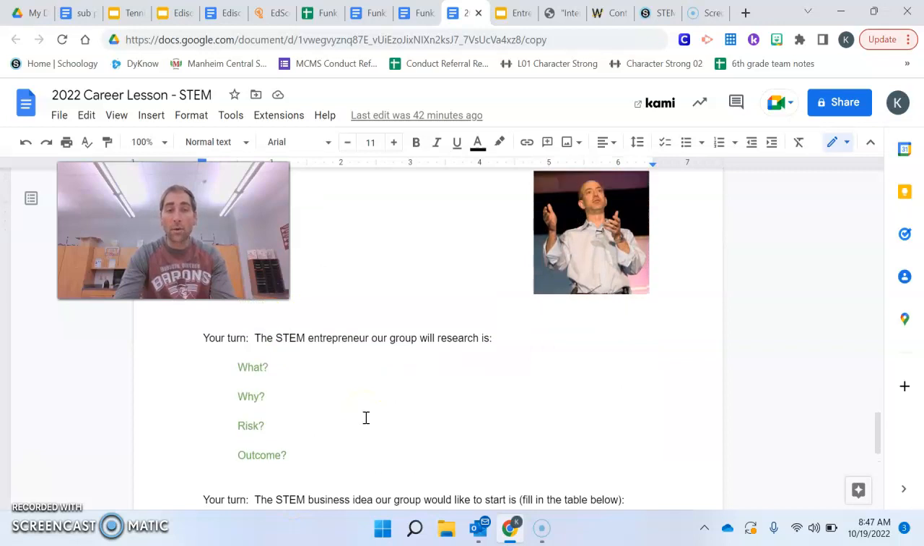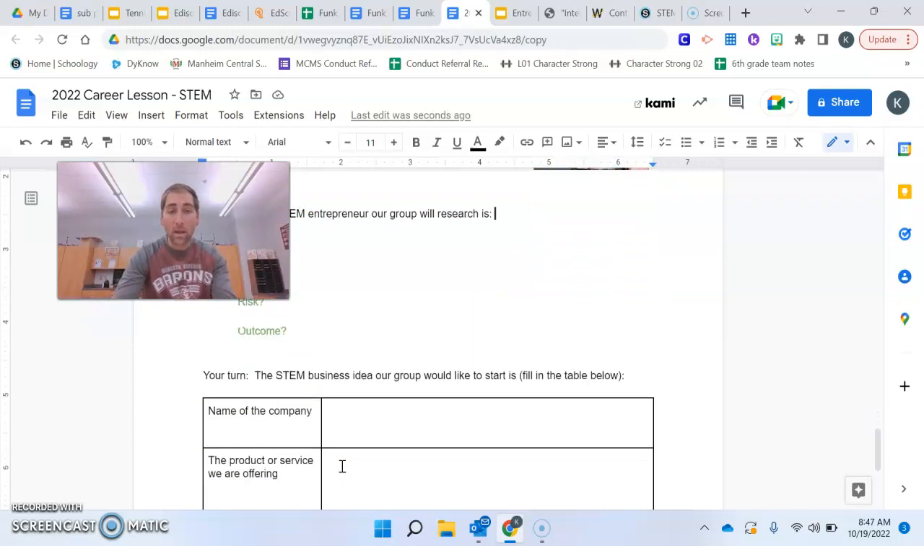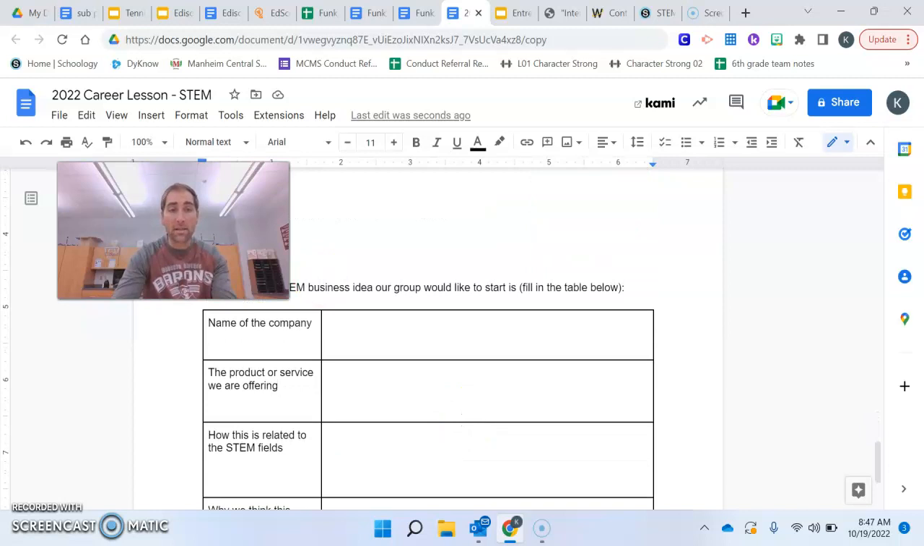And then this is what your group work is doing right here. You're coming up with who the STEM entrepreneur your group will research is. Again, must be somebody in the STEM field. What did they do? Why did they do it? What was the risk? What was the outcome? This, you're working as a table. And then you're coming up with a quick business proposal.